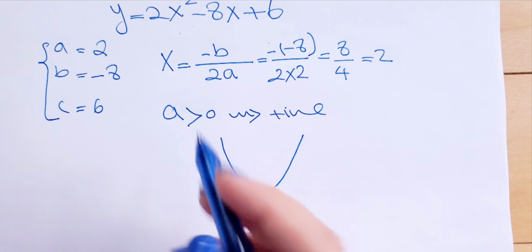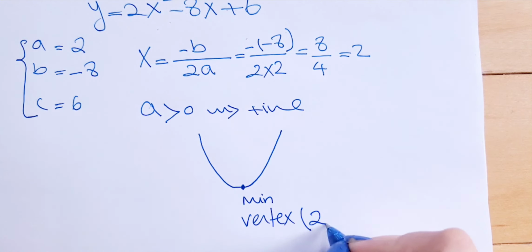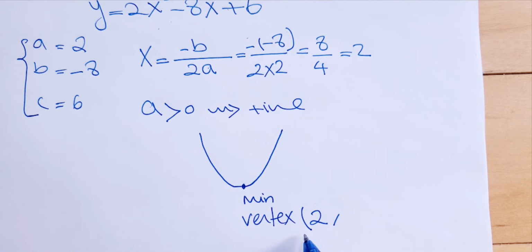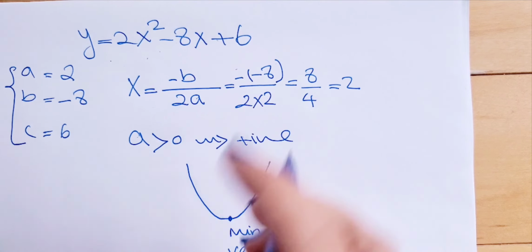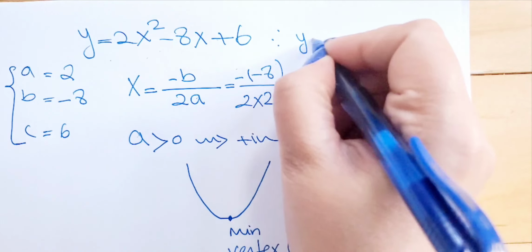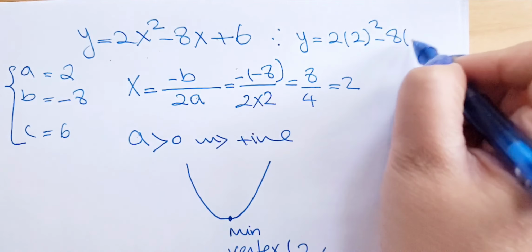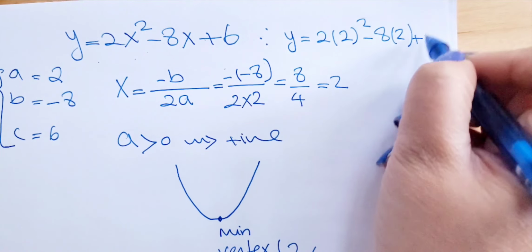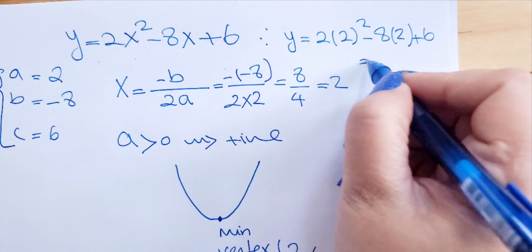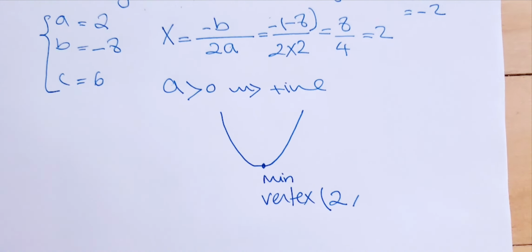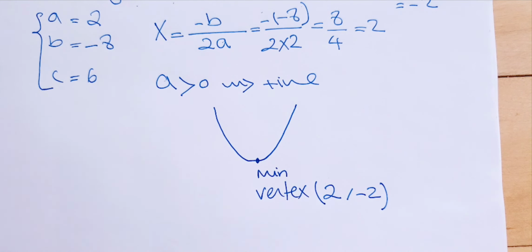Here we know that the vertex x value would be 2. Using this x value, we can substitute it back in our original formula and find the y coordinate. So y would be 2 times 2 to the power 2 minus 8 times 2 plus 6, which is negative 2. So the vertex is located exactly at 2 and negative 2.